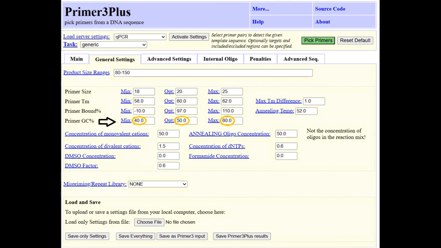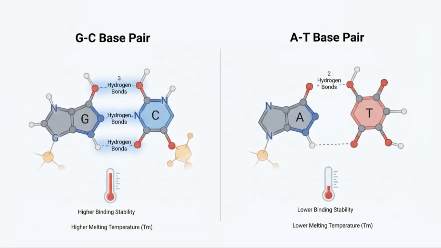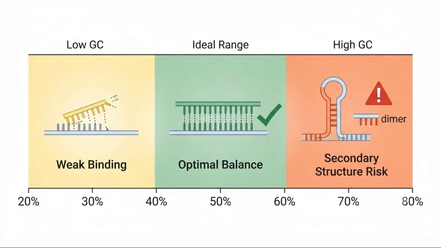Now, set the GC content. Minimum 40%, optimum 50%, maximum 60%. GC pairs form 3 hydrogen bonds. AT pairs form only 2. Too little GC means weak primer binding. Too much GC makes the primer overly stable and increases the chance of secondary structures. Again, balance is the goal.